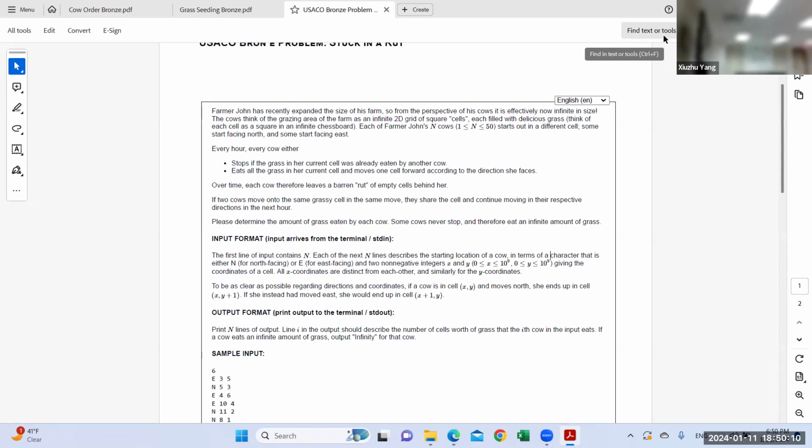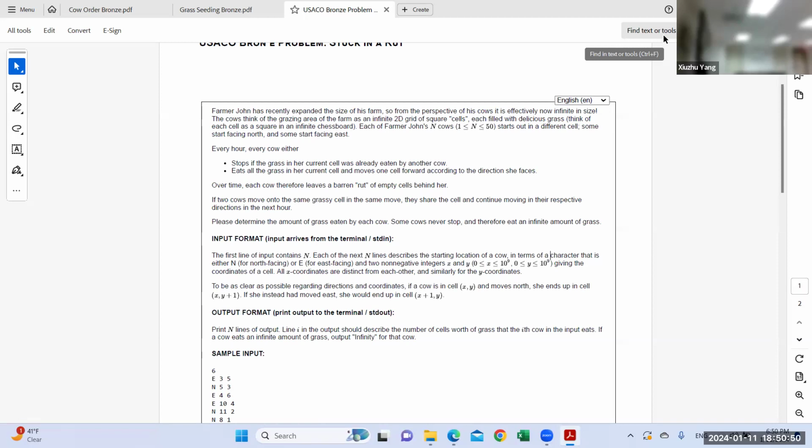Let's just use this as a graph, right? That's what they call the position. Every hour, for the cow moving east, the x value is just increased by one. For the cow moving north, the y value is increased by one. Right? So that's what we indicated.